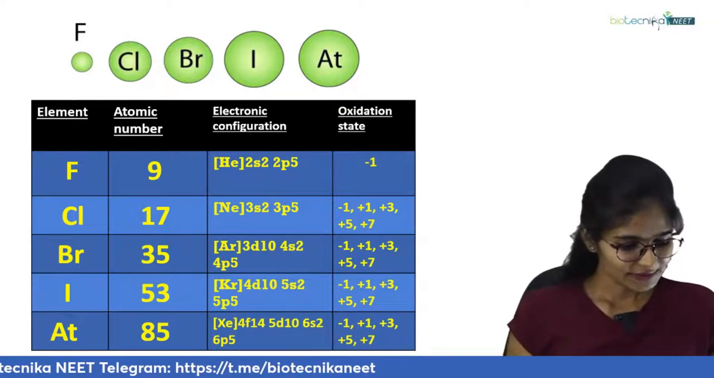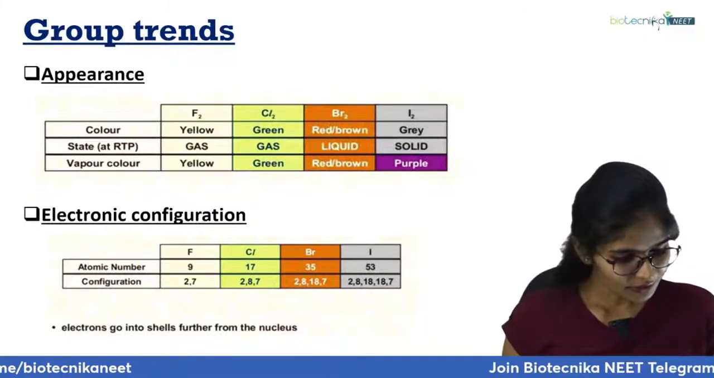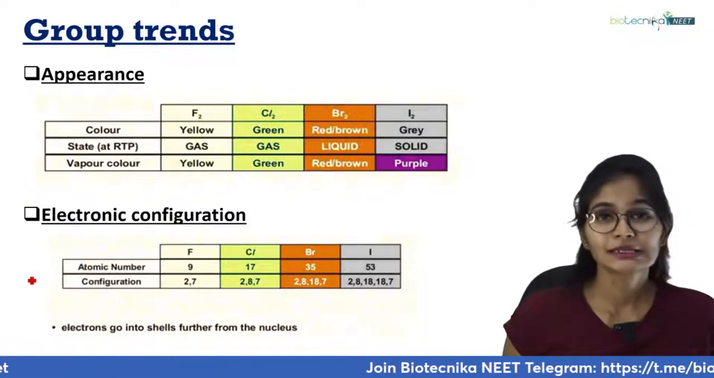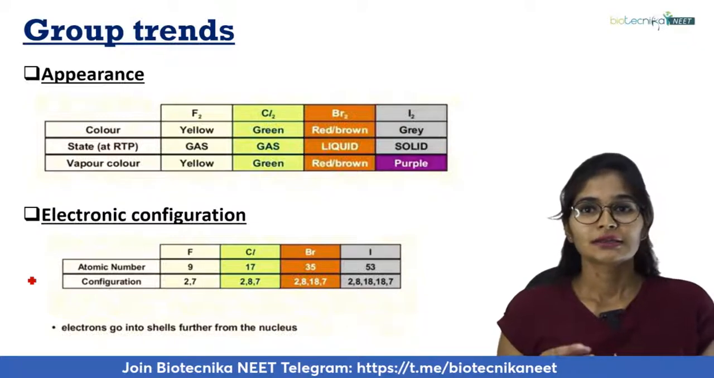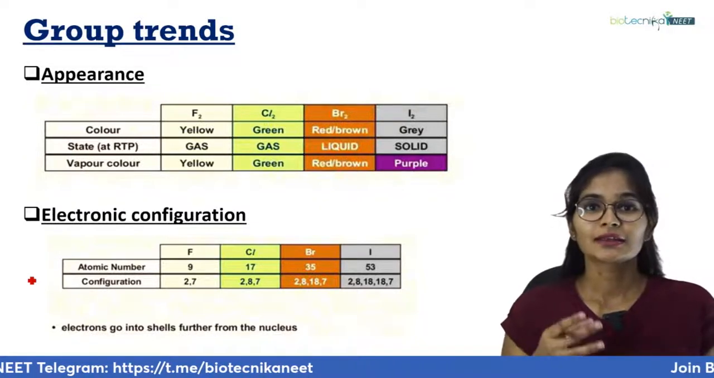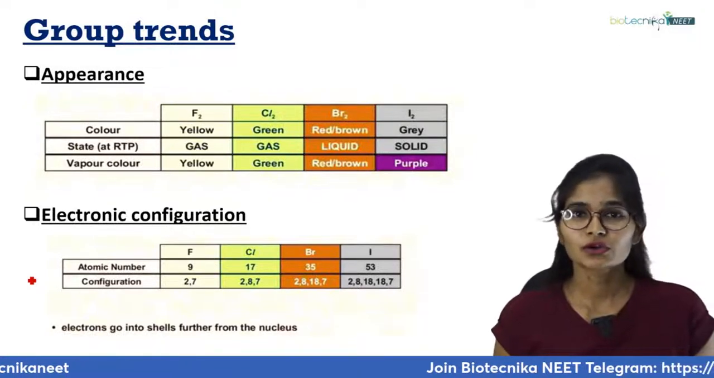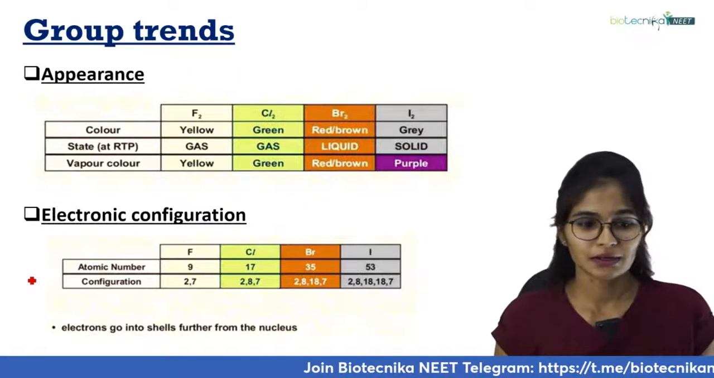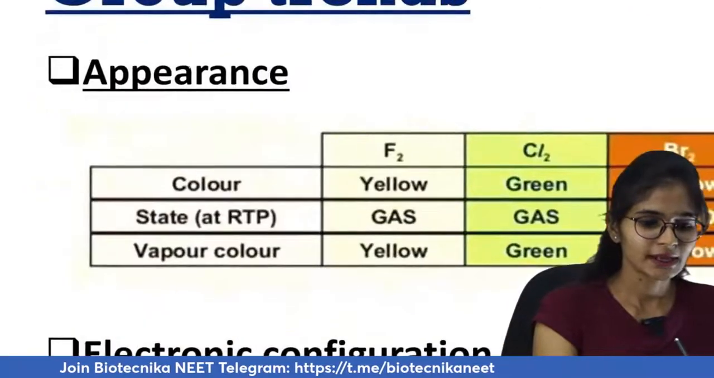Now coming to the next part, which is group trends. In group trends you are going to study specifically ionization energy, electron gain enthalpy, the appearance, and how exactly the atomic size and the ionic size are increasing. So overall you are going to study this in the group trends part, where firstly we consider appearance.